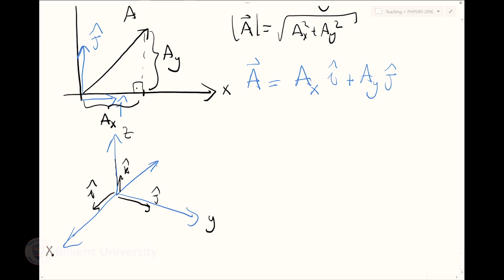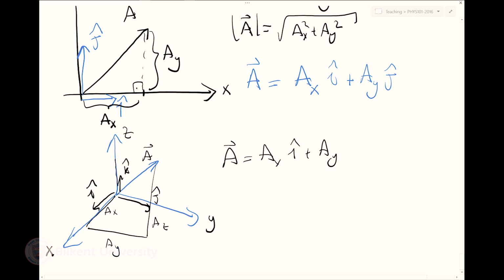How do I actually reach any point? I need three components, ax, ay, and az. So any vector A can be written in terms of these three components. Okay?